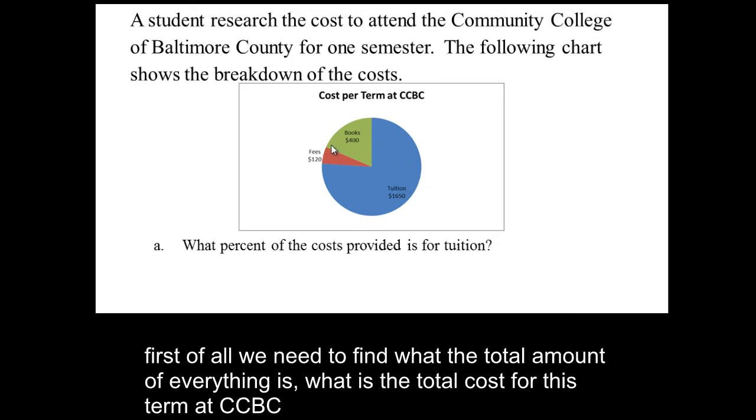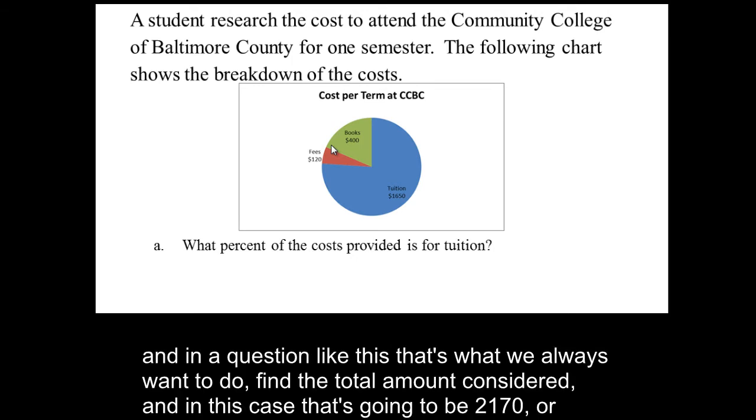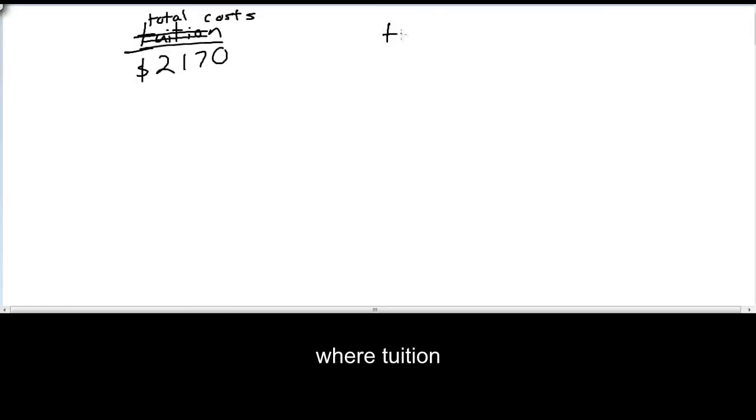First of all, we need to find what the total amount of everything is. What is the total cost for this term at CCBC? Which means we'll add $16.50 for tuition, to $120 for fees, to $400 for books. And in a question like this, that's what we always want to do, is find the total amount considered. And in this case, that's going to be $2,170 total costs, where tuition is going to be $16.50.